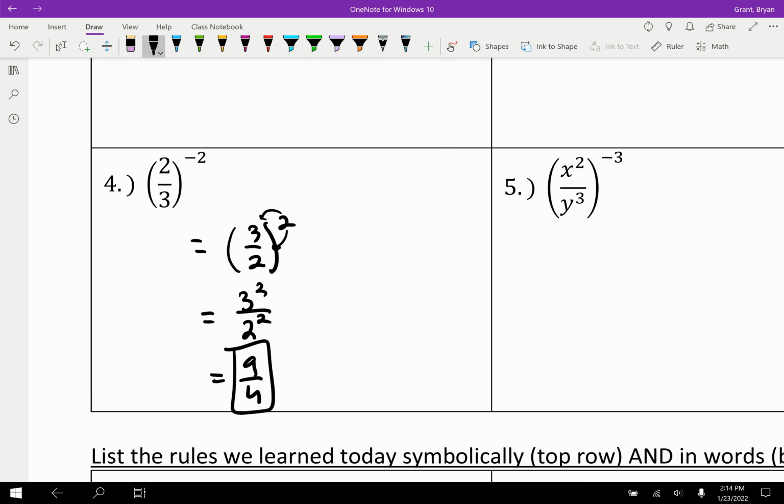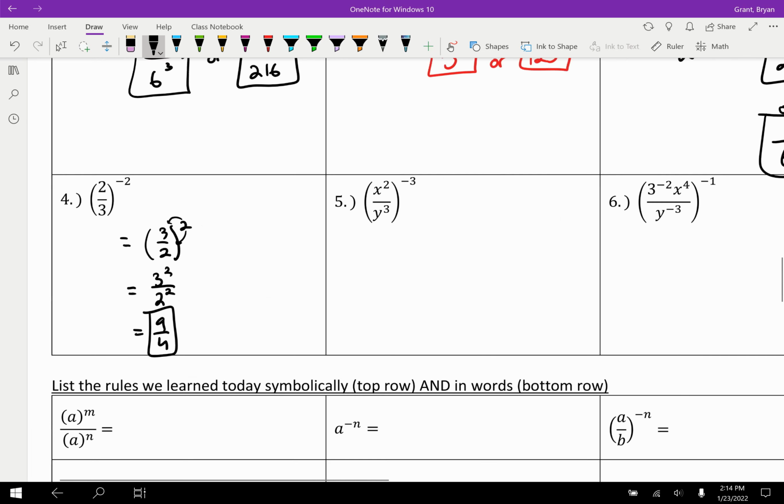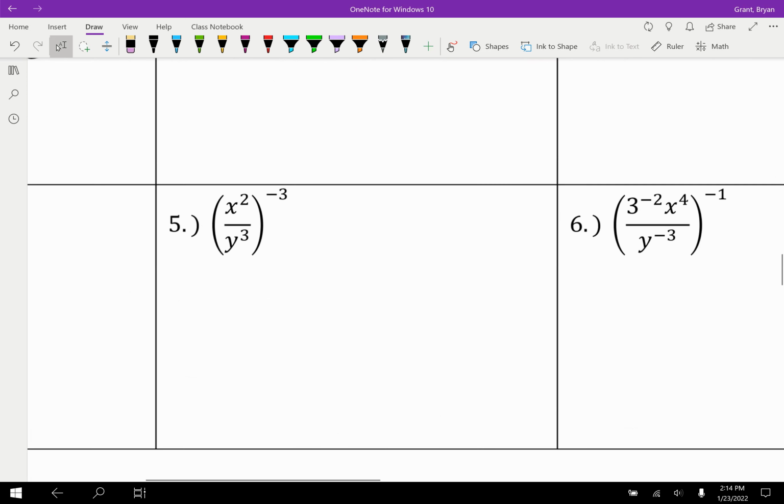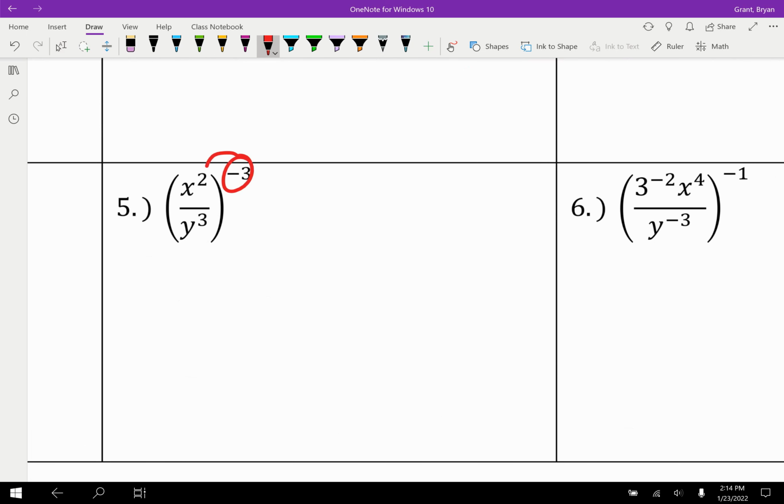All right, next one. X squared over y cubed to the negative third. I'm going to do this in a different way than the fourth problem just to give you a separate view. Instead of doing the negative first, I'm actually going to take this exponent and do the whole thing at the beginning. I'm going to distribute, which means, of course, multiply. X to the negative 6th divided by y to the negative 9th.